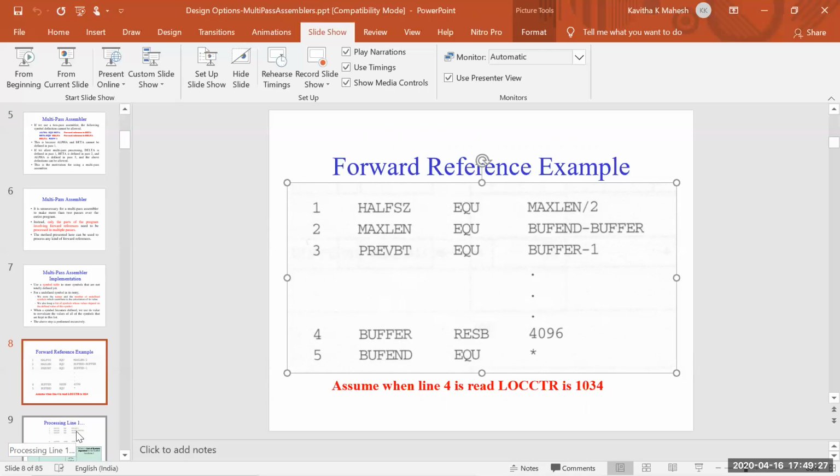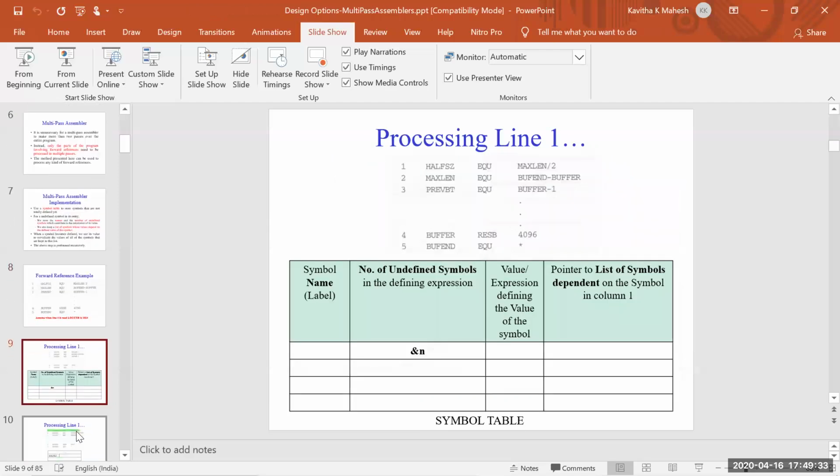We shall proceed by beginning with the first statement in the segment, that is halfset equals maxlen by 2. So I'll consider the processing of the first line. Before that, as I mentioned, for the implementation of multipass assemblers, we require a data structure, that is a symbol table. And the symbol table holds the name of the symbol in the first column. This is a convention that we have used in processing this program segment, and I follow the same convention that has been used in the textbook.